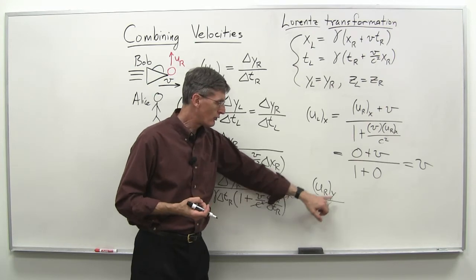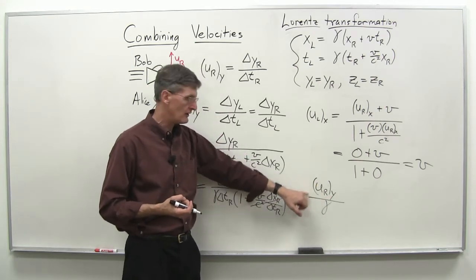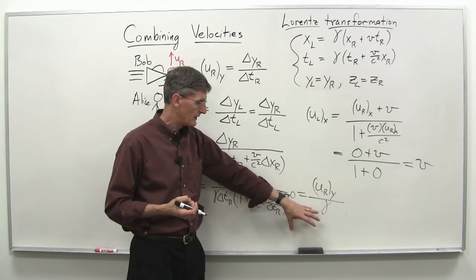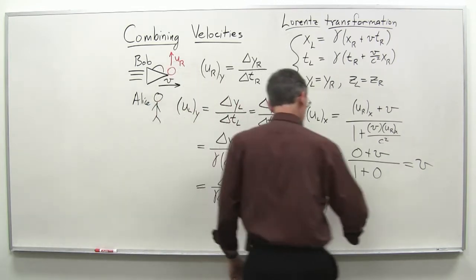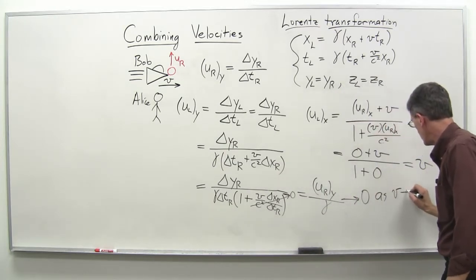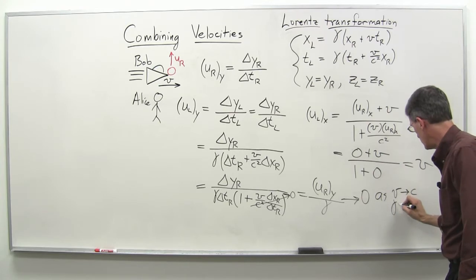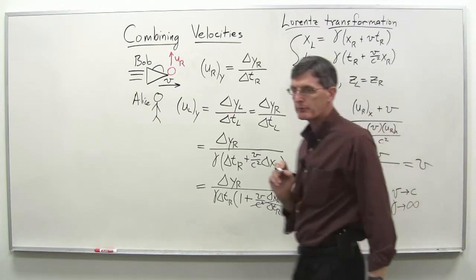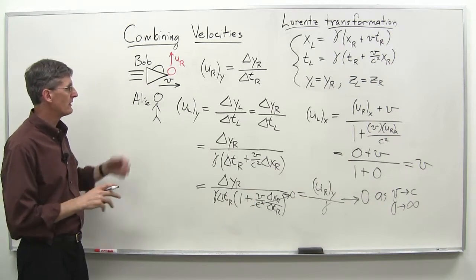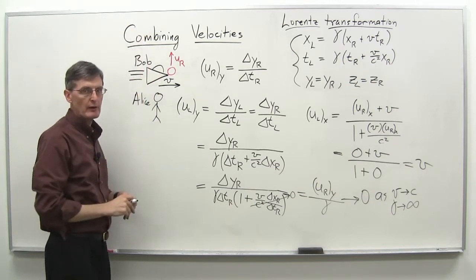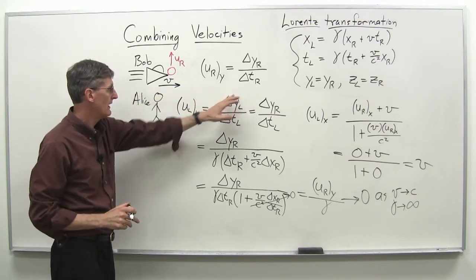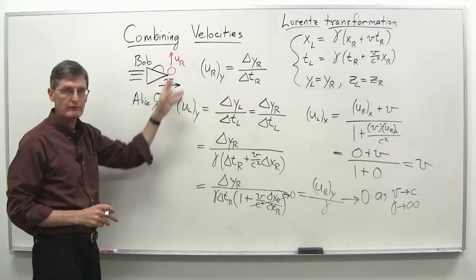And therefore, this whole thing, no matter how big this velocity is, is something divided by a very, very big number. This goes to 0. So this approaches 0 as v approaches c, or, another way to say it, gamma approaches infinity. That's very interesting, because what that's saying is no matter how fast Bob shoots up his escape pod, if his relative velocity is close to the speed of light, Alice sees almost no upward velocity at all.